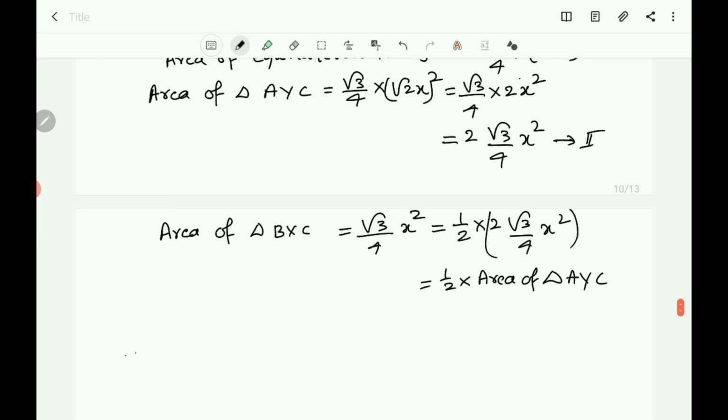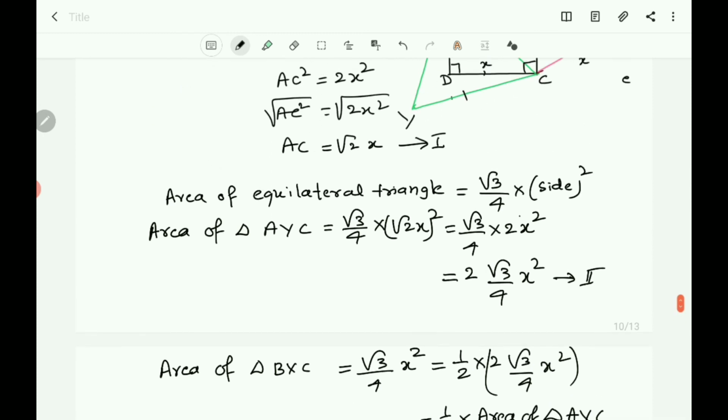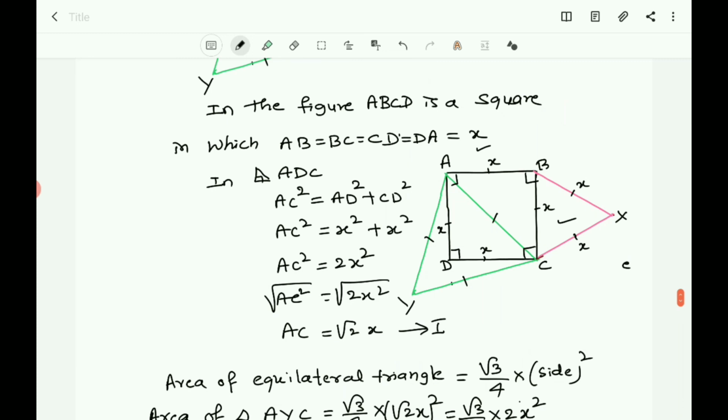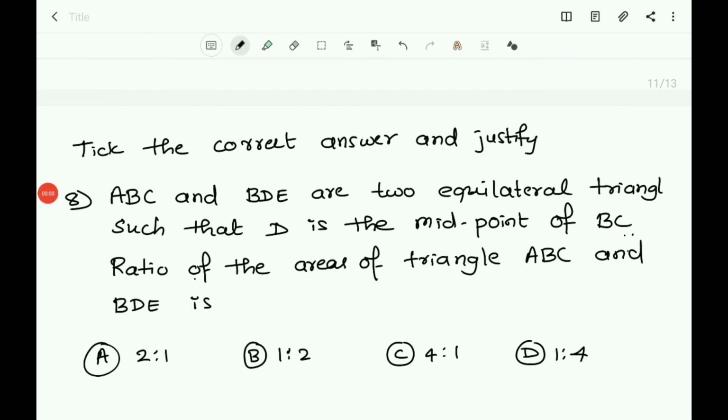So you can take that, therefore area of triangle BXC is equal to half into area of triangle AYC. So here BXC is an equilateral triangle described on the side of the square, and AYC is an equilateral triangle described on the diagonal of the same square. Pick the correct answer and justify.